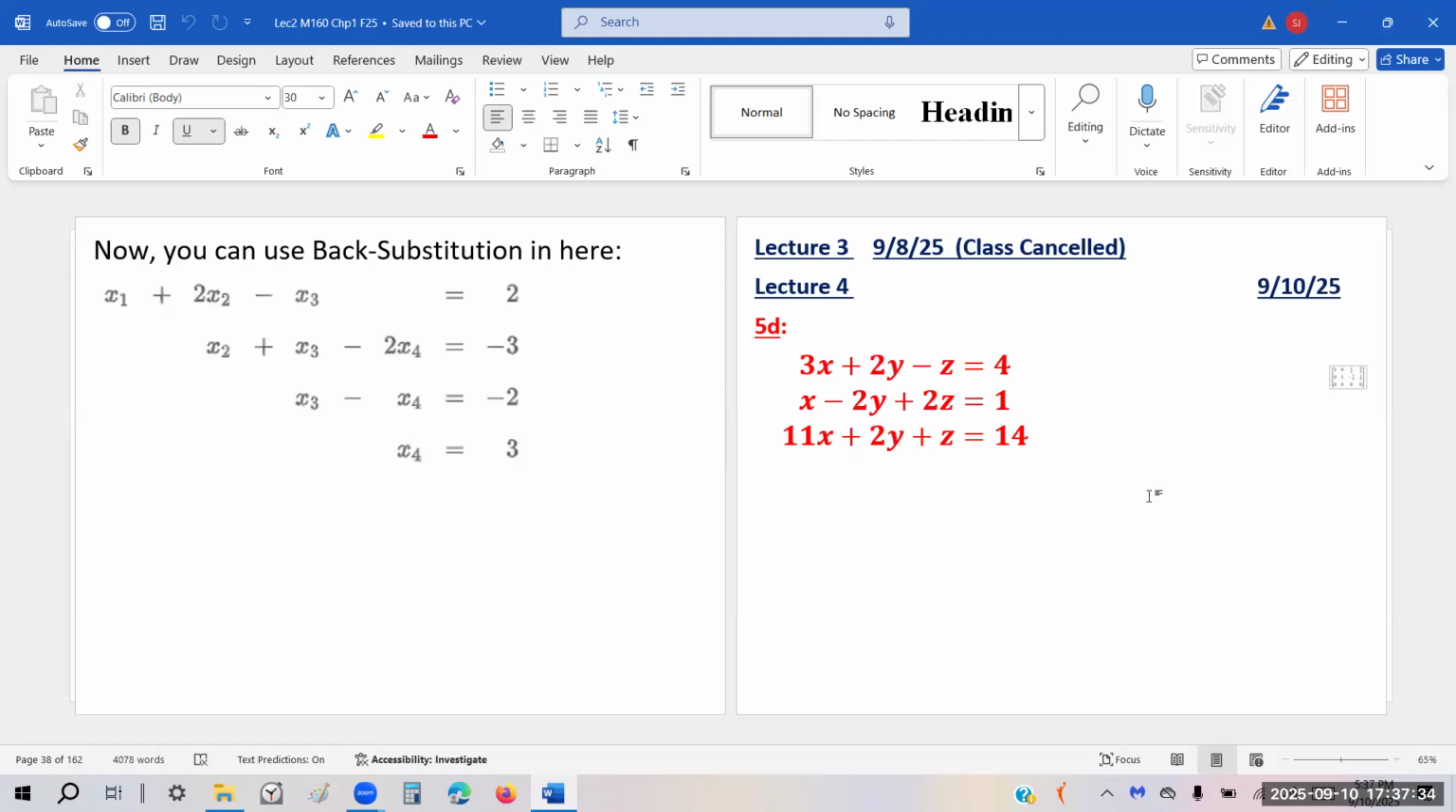Good. Did you submit your homework yet? Especially 1.2. If you haven't, you have time till tonight midnight, so please submit before that. And we are going to do some examples of Gauss elimination or Gauss-Jordan elimination.